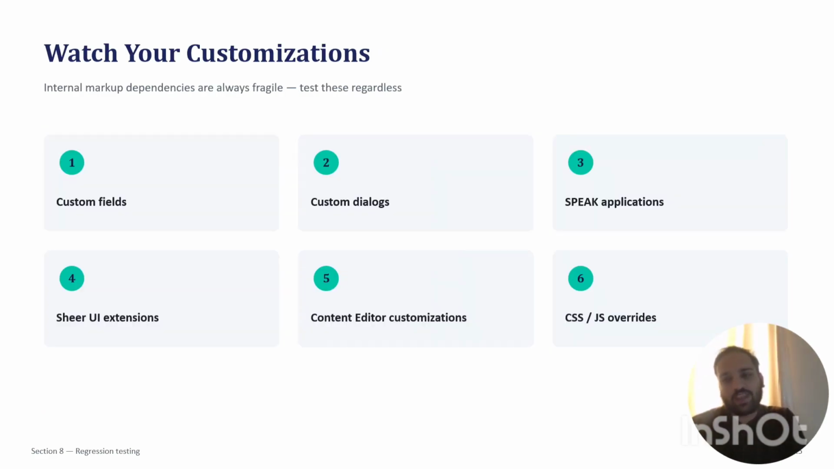And if you have customized SPEAK or Sheer dialogues layered on CSS overrides or hooked into Content Editor's DOM structure, don't assume this is purely cosmetic. Standard dialogues can change underneath you and keep working fine. A CSS selector targeting some internal element can break without warning. Put your customizations through regression testing regardless of whether you expect trouble or not.